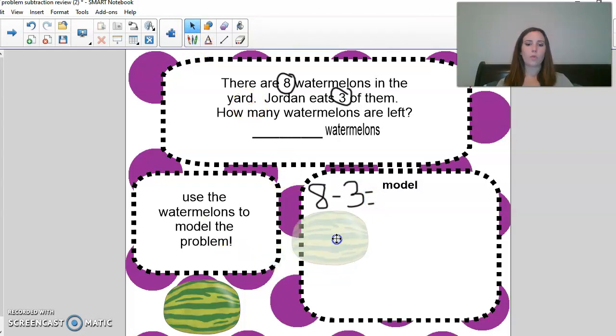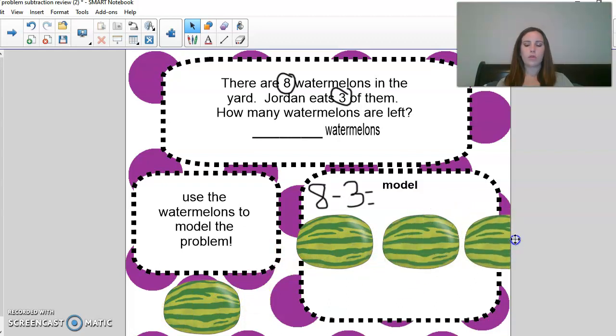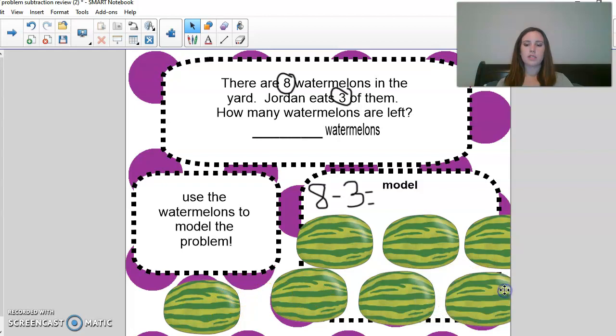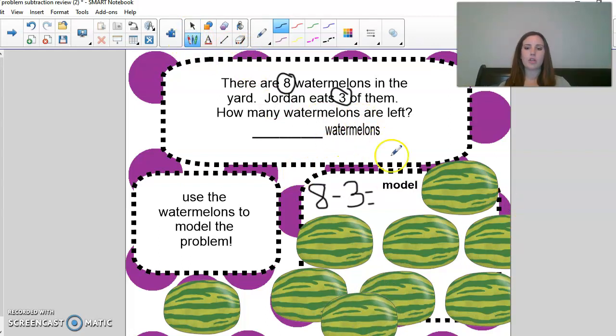So count with me. 1, 2, 3, 4, 5, 6, 7. I'll put it down here and make it 8. All right, so this is going to be hard to mark through because they're kind of on top of each other, but we'll do our best.